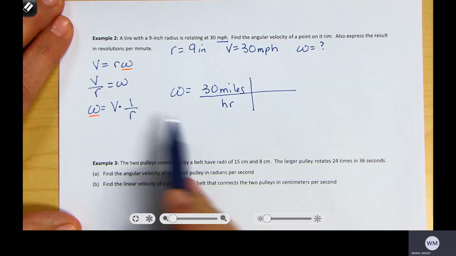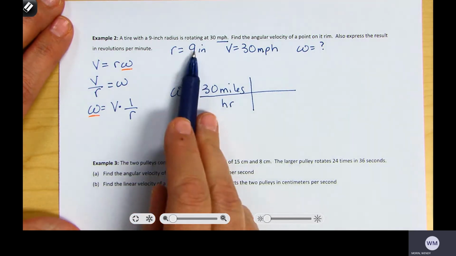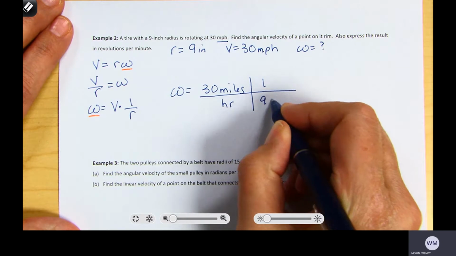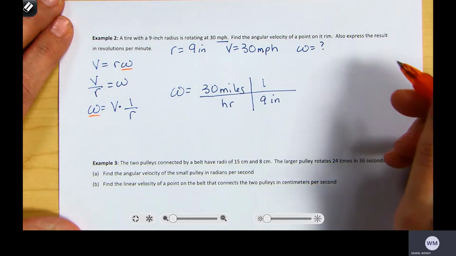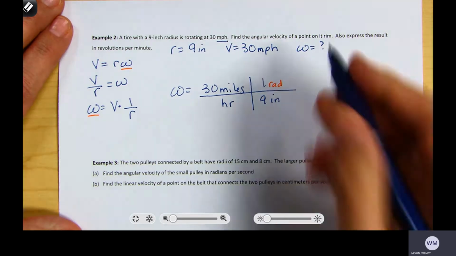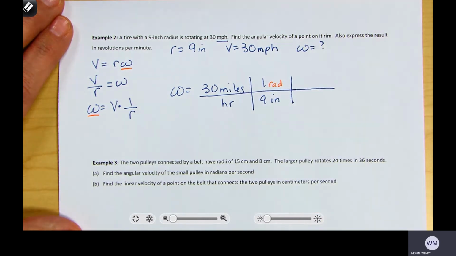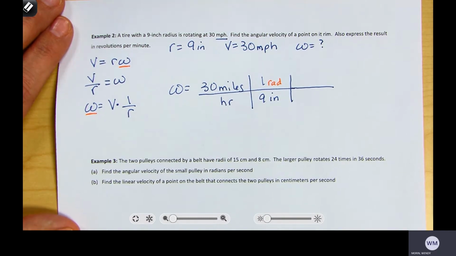And then we're going to multiply by 1 over the radius. So here's the radius. We're going to multiply by 1 over 9 inches. 1 what? Well, technically, it's per 1 radian. It's up to you whether you want to write that or not, but it does help with the dimensional analysis if you do. So that's what we have. What cancels? Nothing.